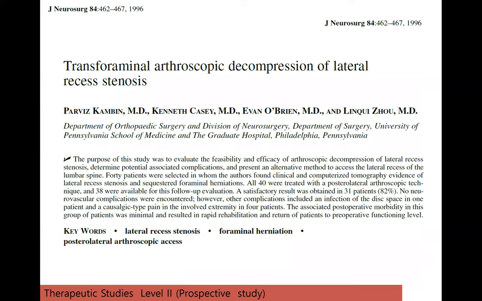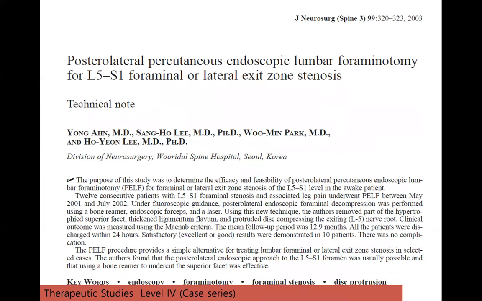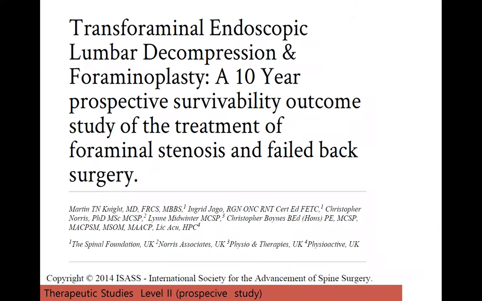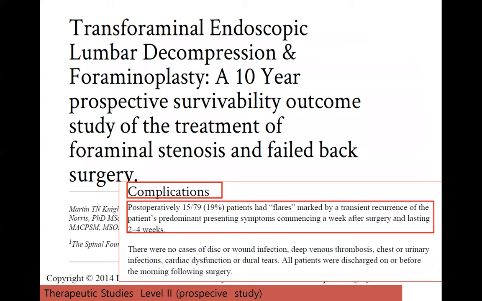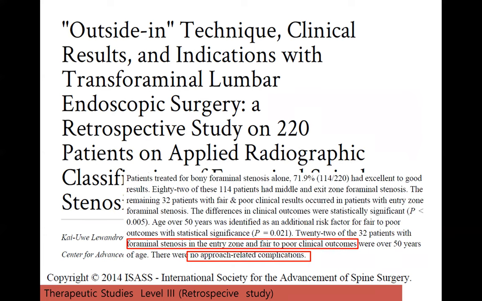The first paper about complications of transforaminal endoscopic decompression was reported by Kambin in 1996. This prospective level 2 study reported hypersensitivity of skin with causalgia pain and disc space infection as complications. This paper is a level 4 case series and reported exclusion criteria and complications. This level 2 prospective study reported recurrent symptoms as complications. Also, a level 3 retrospective study reported that foraminal stenosis in the anterior zone is a poor outcome.